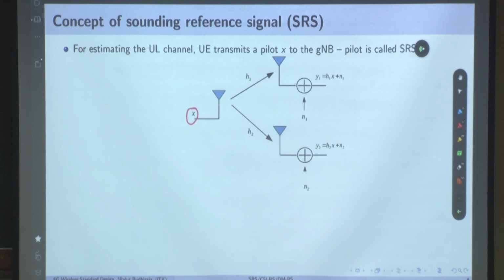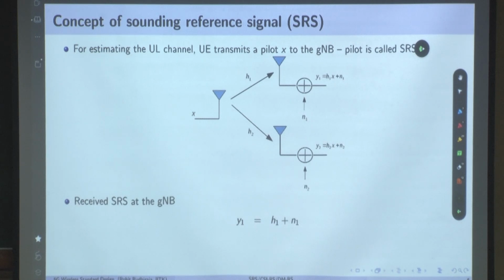Now if you look at the uplink, how many transmit antennas and how many receive antennas are there? There is only one transmit antenna and two receive antennas. So if X is being transmitted, what will be received at the first receiver is h1 x plus n1, and at the second receiver h2 x plus n2. And that is what I am writing for you. What is the received sounding reference signal at the gNodeB? y1 will be h1 x plus n1.